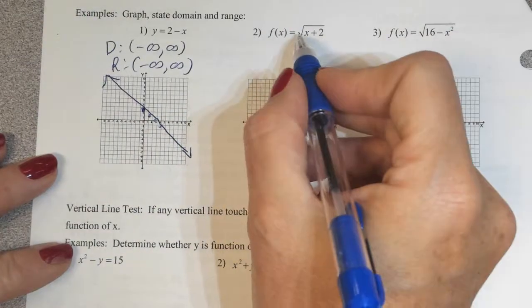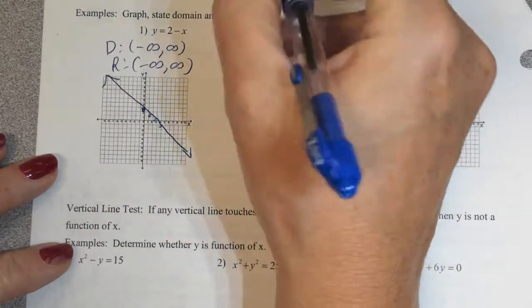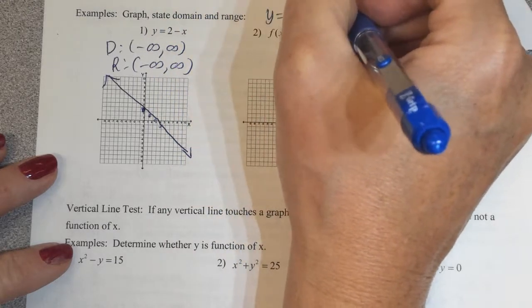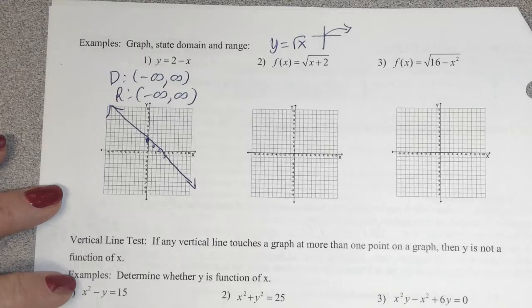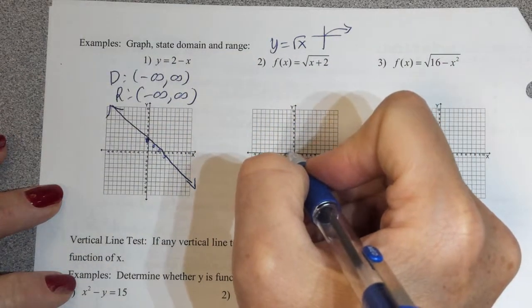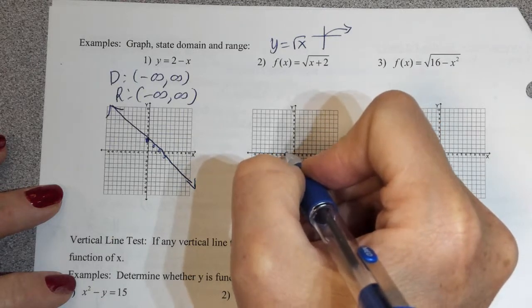Now, this is based off of the parent function. You should know what this parent function looks like, square root of x. You should know it looks like that. Okay, so what kind of a shift is that going to be? To the, which way, guys? Left 2. So now it's going to look like that.